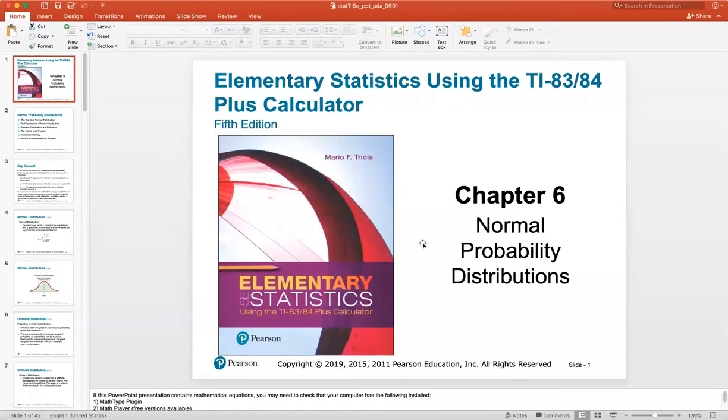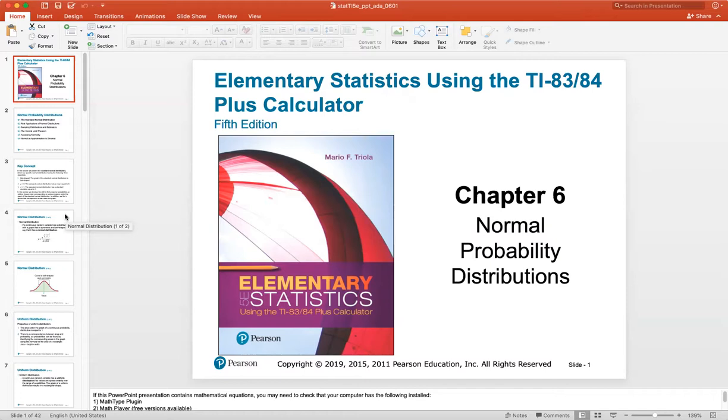All right, in this video, I'm going to go over section 6.1, the standard normal distribution. In chapter 6, we're going to study probability distributions with a continuous random variable. A continuous random variable means that the possible values of the random variable are real numbers in an interval or infinite range.